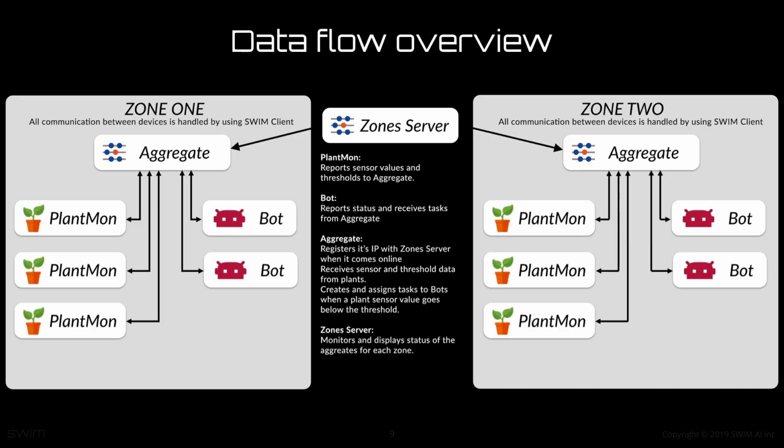This is the high-level overview of how the data flows. Again, all the plant sensor data and the bot sensor data goes up to the aggregate. The aggregate can go up to a zone server, which would generally be off in the cloud somewhere. The zone server is really just another aggregate, but at a higher level. It's doing the exact same things, but it's just aggregating aggregators.